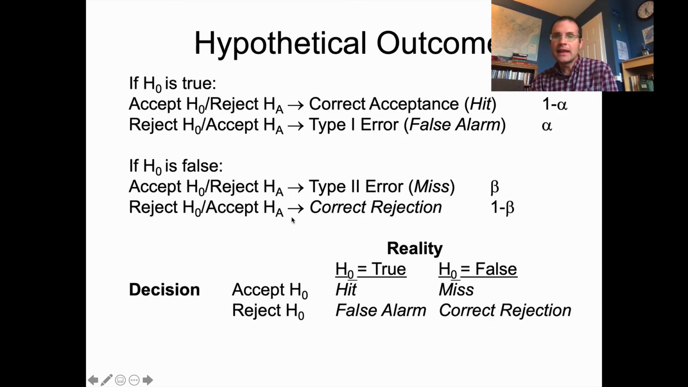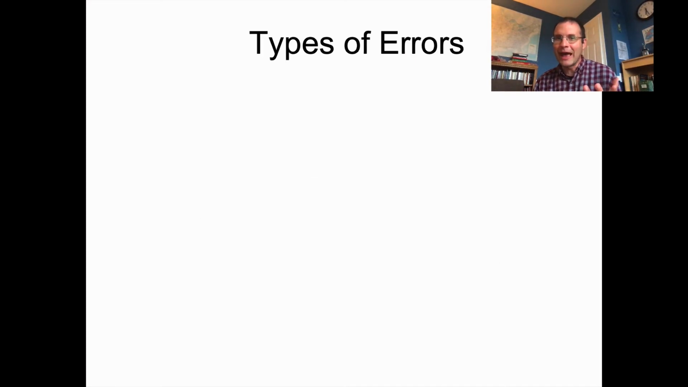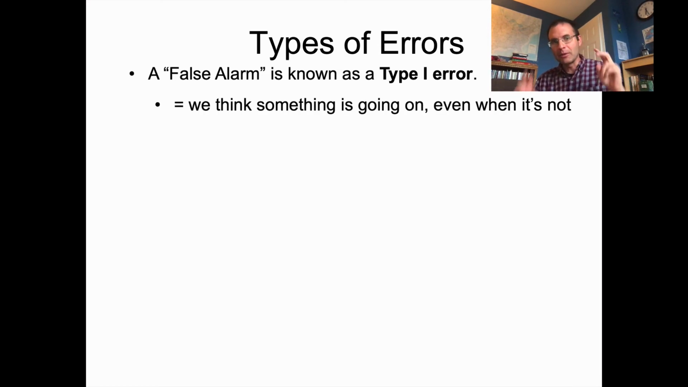And I gave you different terms for these errors. I said that a false alarm is a type 1 error and a miss is a type 2 error. And you will hear people use that terminology from time to time. I remember giving a job talk many years ago where somebody just started talking about type 1 errors, and I had to jog my memory, like, what the heck is a type 1 error? And I'm going to give you a mnemonic to remember that. A false alarm, the false positive, is the type 1 error. We think that something is going on even when it's not.